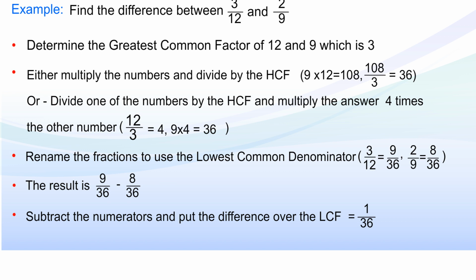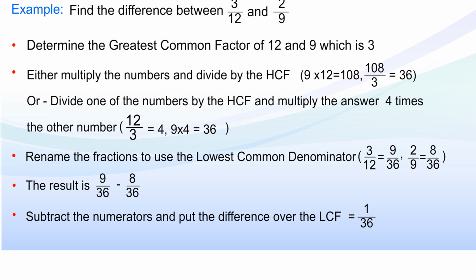Determine the greatest common factor of 12 and 9, which is 3. Either multiply the numbers and divide by the HCF: 9 into 12 equals 108, 108 by 3 equals 36. Or divide one of the numbers by the HCF and multiply the answer times the other number.